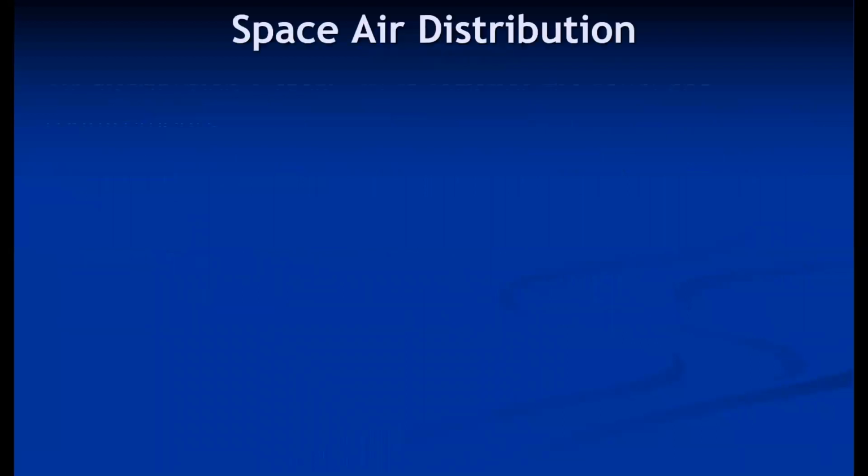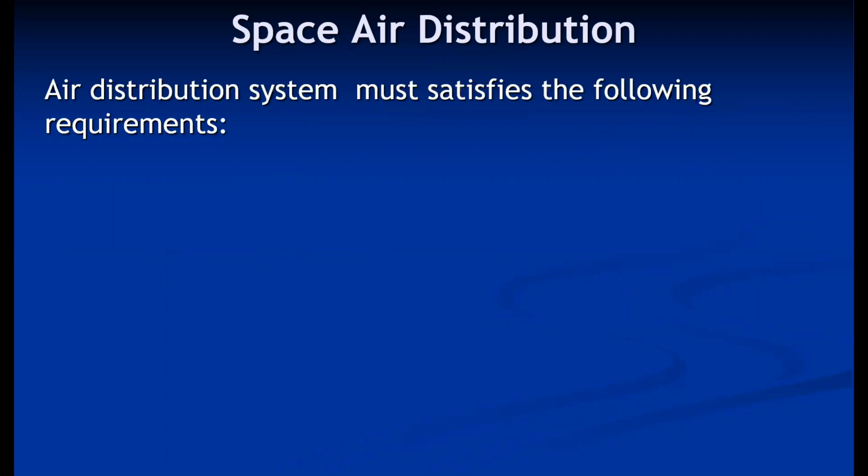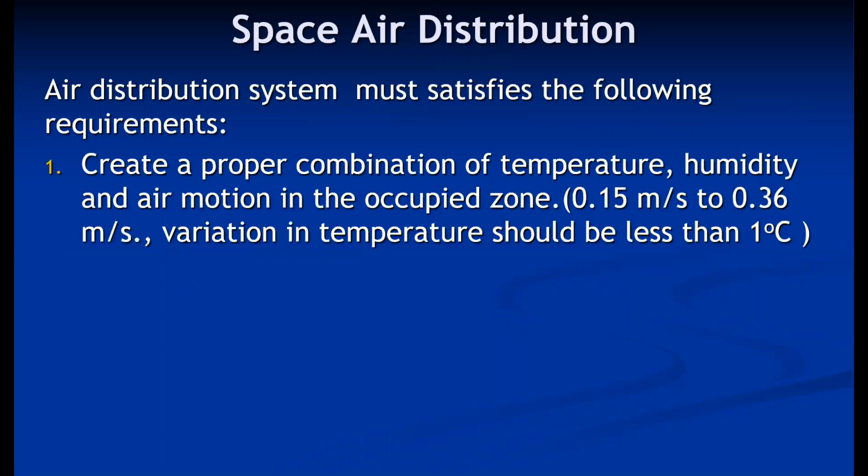As far as space air distribution is concerned, the air distribution system must satisfy the following requirements. The first requirement is to create a proper combination of temperature, humidity, and air motion in the occupied zone. The major role of the space air distribution system is to distribute the air uniformly across the conditioned space. The air velocity is generally 0.15 to 0.36 meter per second, and the variation should lie between 0.15 and 0.36 meter per second. Variation in temperature should not be more than 1 degree Celsius.